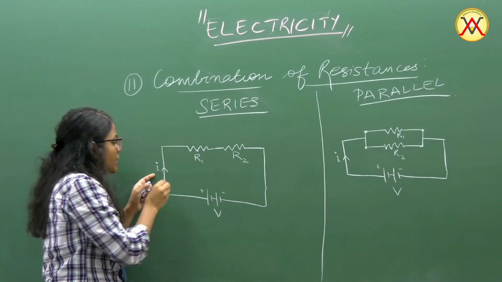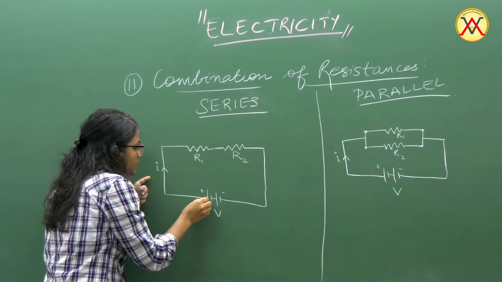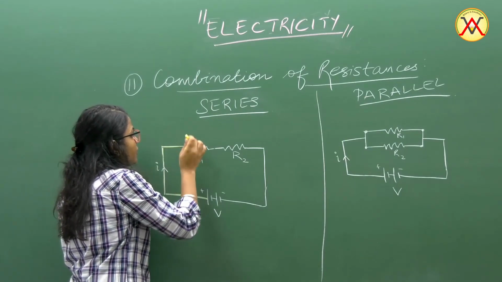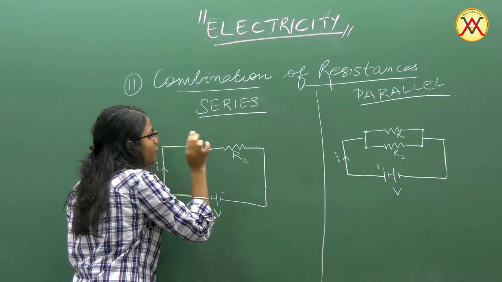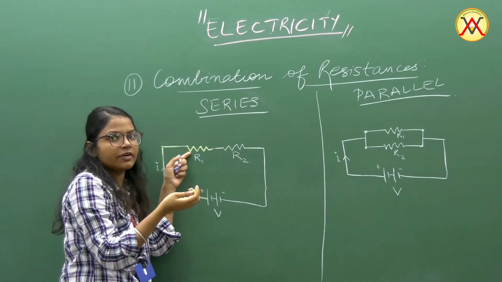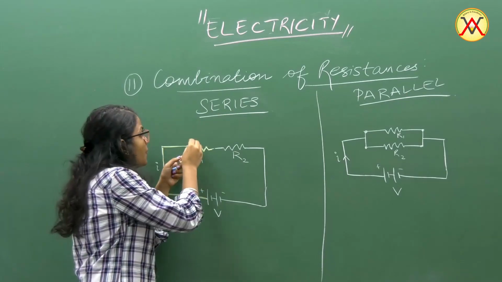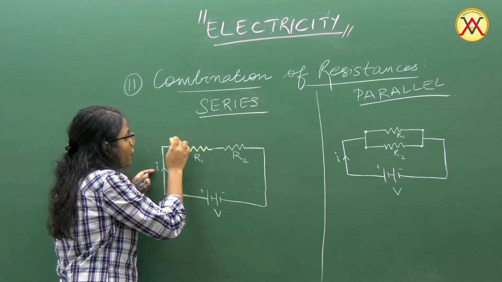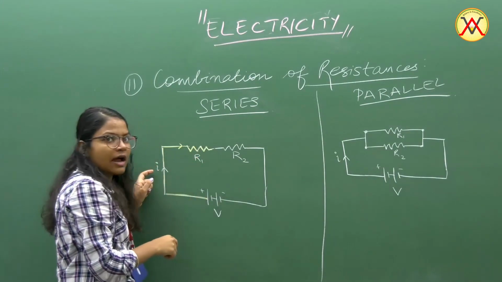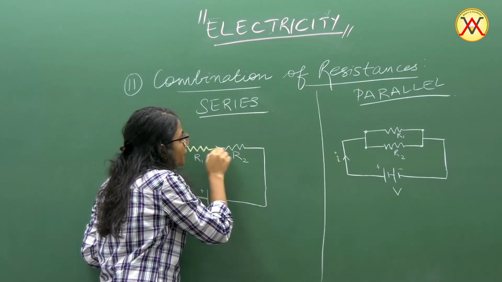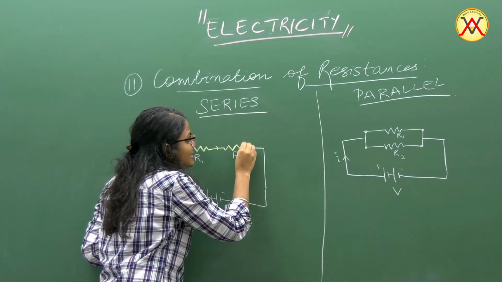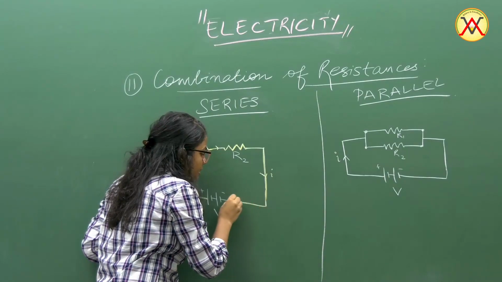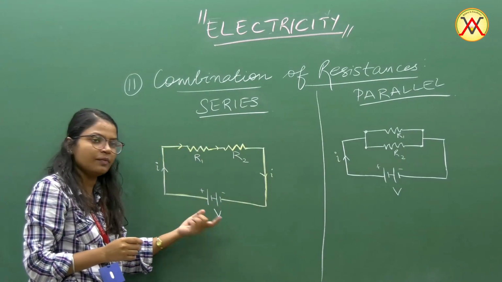If you must have observed in these two cases, in the series combination, the path for the current is from here to here to here. This is the whole path for the current. There are not any diversions, right? There are not any node points, alright? So whatever the current is here, that whole current would flow through this resistor R1. Again that whole current would flow through this resistance R2. Then it comes back here, again the same current, and comes to the negative terminal of our battery.